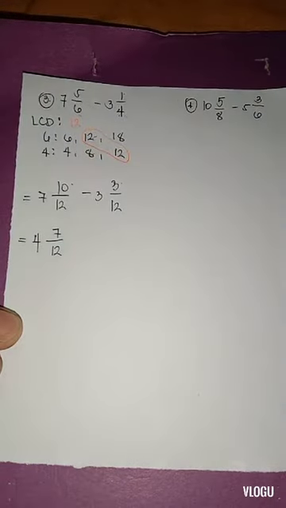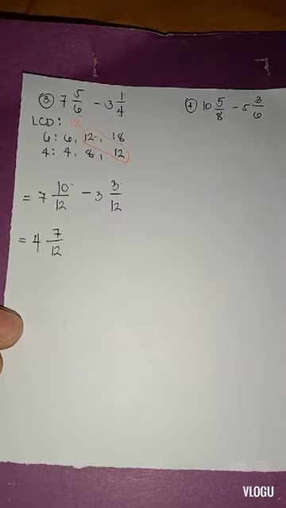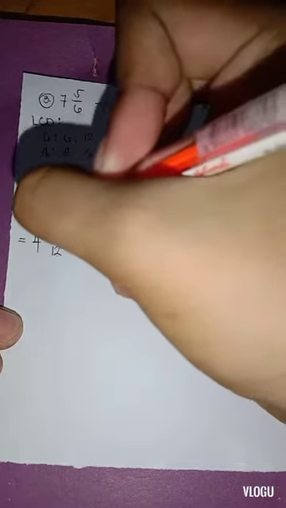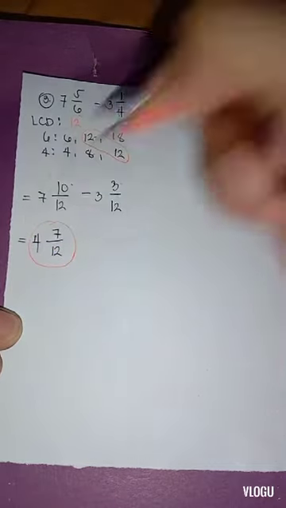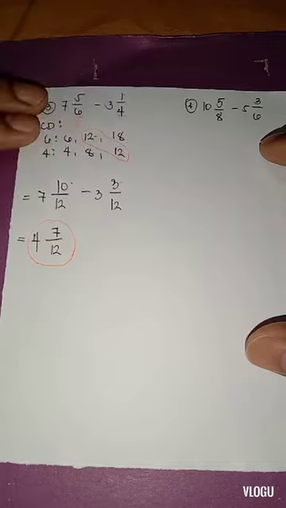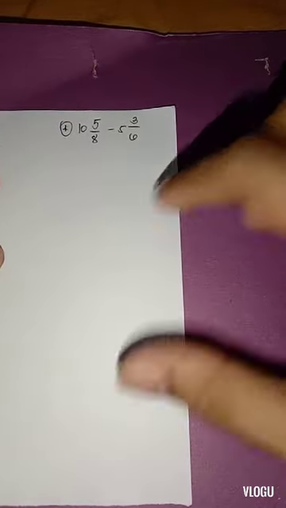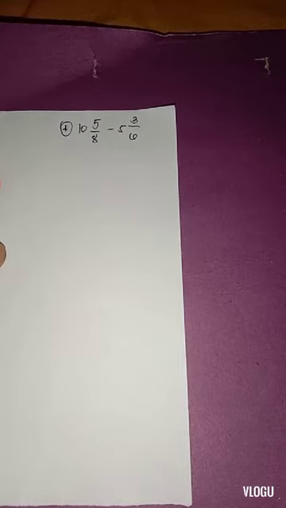And since kung mapapansin nyo, yung ating fraction is cannot reduce into lowest term, therefore our final answer here is 4 and 7 over 12. Okay, so another example para mas klaro. Meron naman tayo ditong 10 and 5 over 8 minus 5 3 over 6.